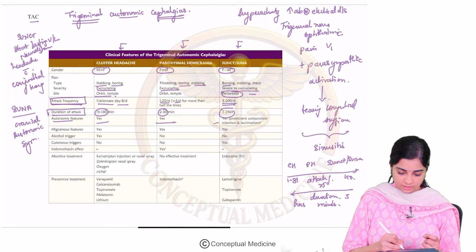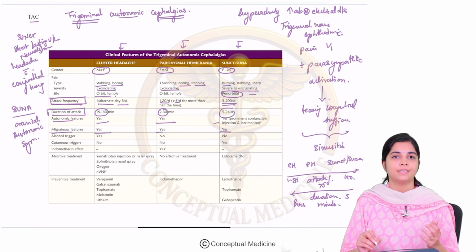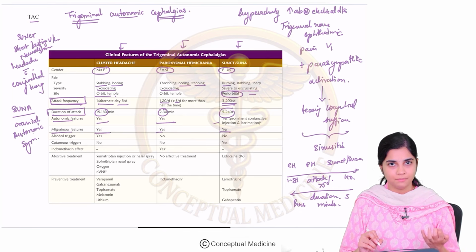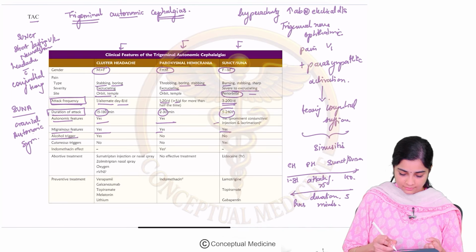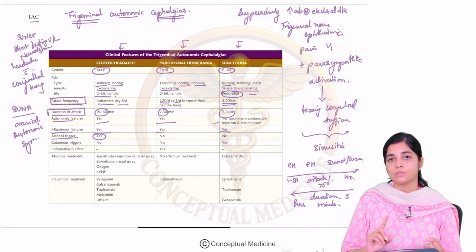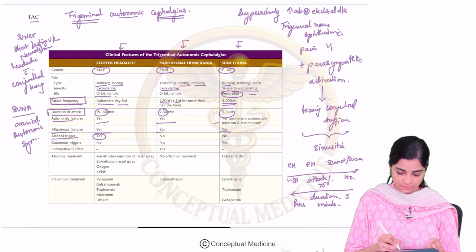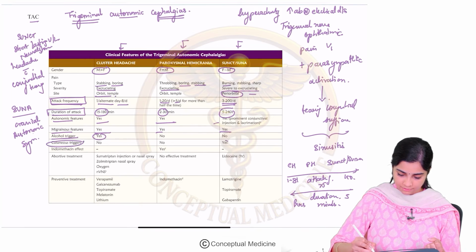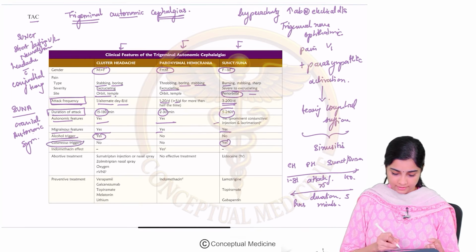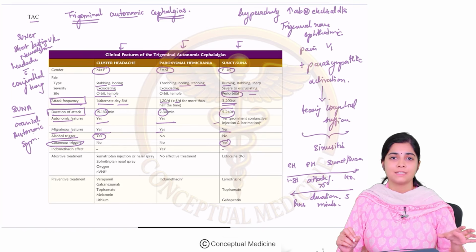Okay, then all of them have autonomic features because this is common to all the types of trigeminal autonomic cephalgias. Then migrainous features, yes, all of them do have migrainous features as well, and hence they can be confused with your common migraines. Alcohol is a trigger for cluster headache. It is not a trigger for the other two. Cutaneous triggers are present for SUNCT and SUNA. And alcohol is a trigger for cluster headache.